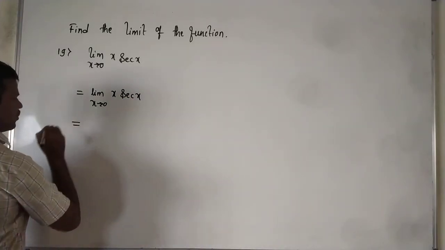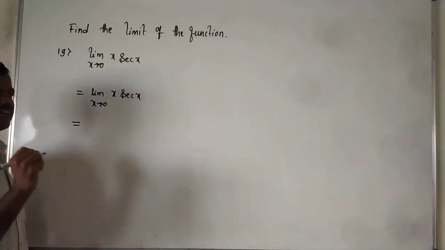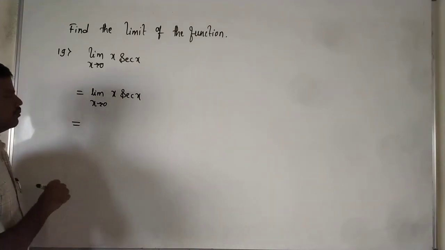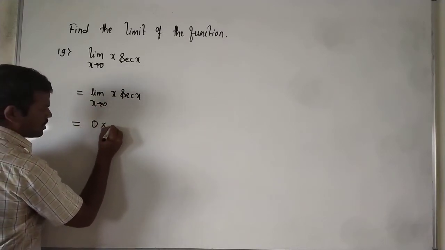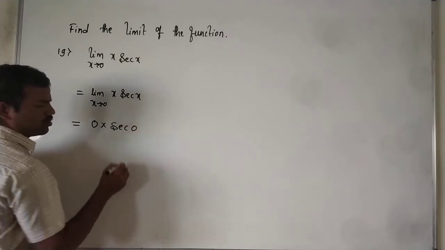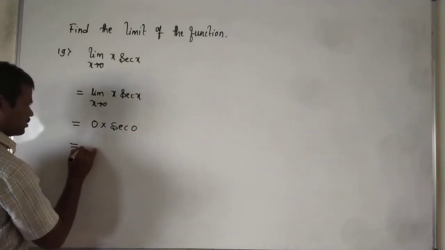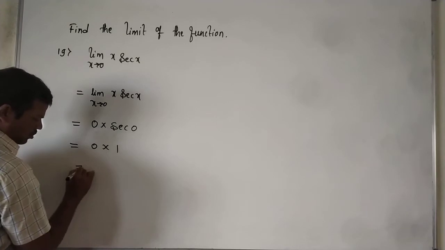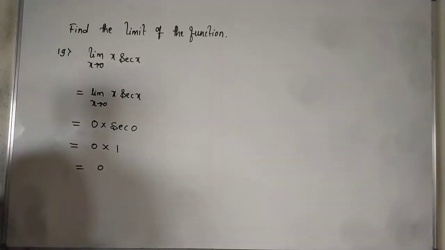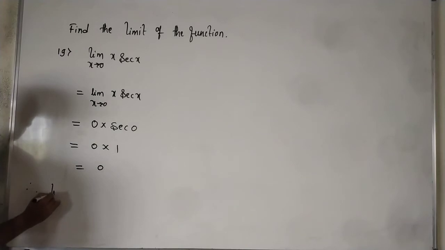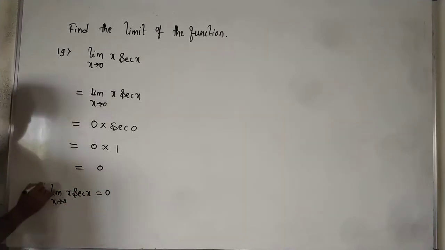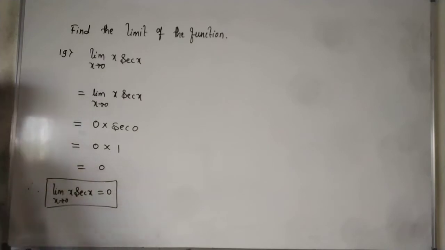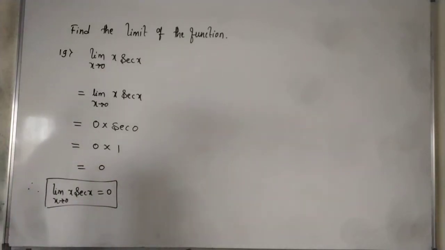How to find the limit? First we have to put the limit value, which is 0, where there is x. Then 0 into sec 0, which is 1, that is 0 into 1, which is equal to 0. It is defined. 0 is defined. So therefore the limit as x tends to 0 of x into sec x is equal to 0. So this is the limit of this function. This completes the problem. A very simple problem.